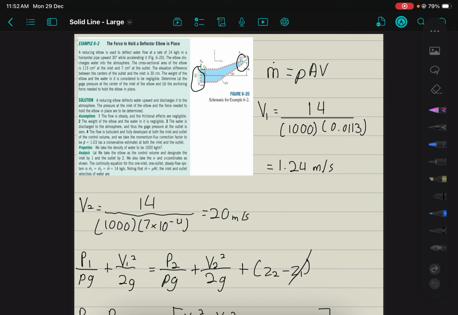And velocity at the outlet is 14/1000 over 7 times 10 to the power of -4, and we get the answer 20 meters per second. The outlet velocity is higher because the outlet area is smaller than the inlet area.